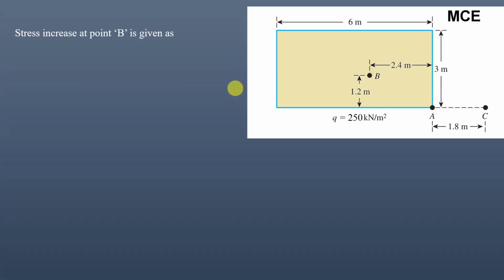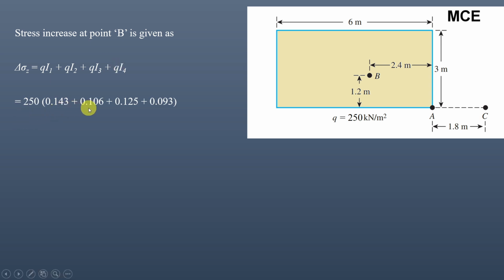Finally, the stress increase at point B will be the sum of all of these rectangles, that is q into I1 plus q into I2 plus q into I3 plus q into I4. Q is the same, 250 kilopascal, value of I1 0.143, I2 0.106, I3 0.125, and I4 0.093, which will give me the stress increase at point B equal to 116.67 kilopascal.